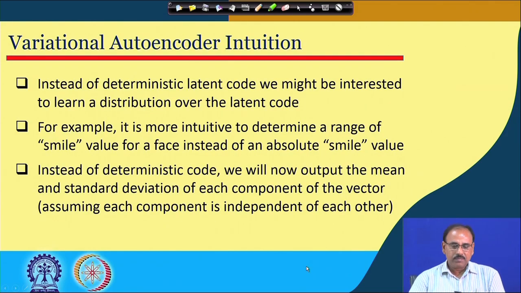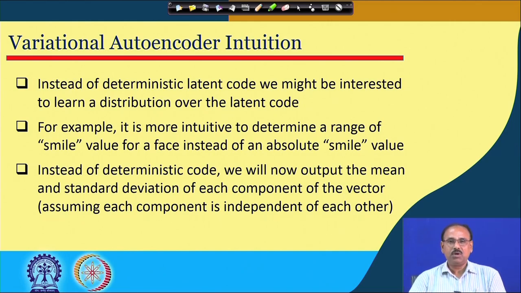So, let us see what it means. Unlike in case of autoencoder, where the autoencoder gives you a deterministic latent code for every input data, in case of variational autoencoder, we are not interested in the deterministic code, but rather we are interested in learning the distribution over the latent code. So, instead of giving a unique code for every input data, we want to have the distribution of the latent codes for the class of input data that we have. For example, it might be more intuitive to determine a range of smile rather than giving a specific absolute value to the attribute smile, right.